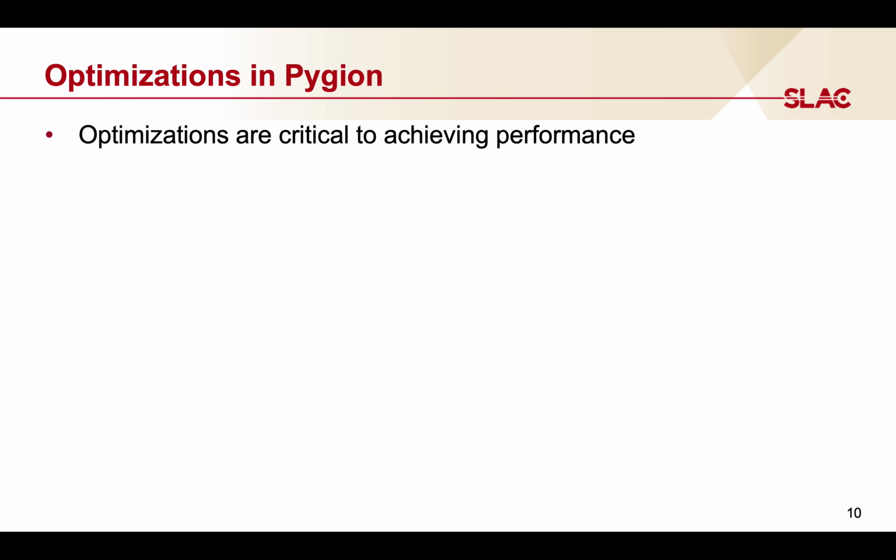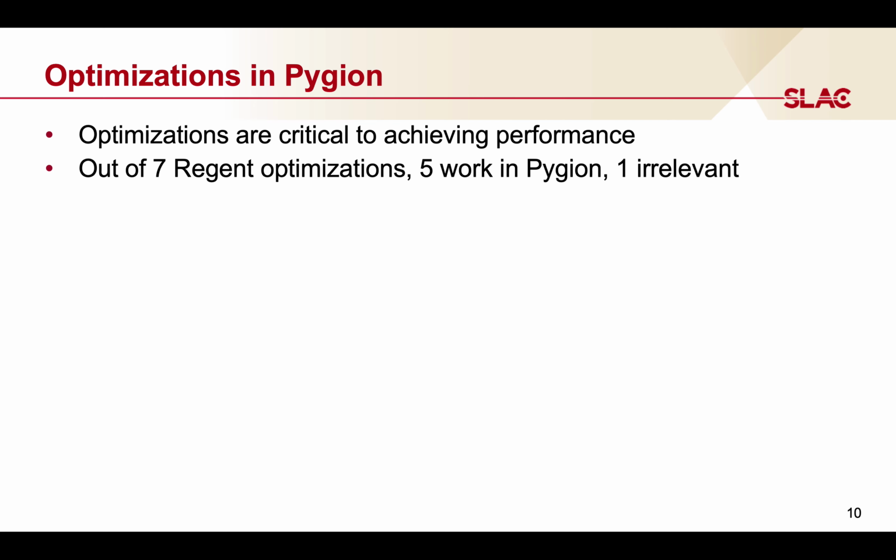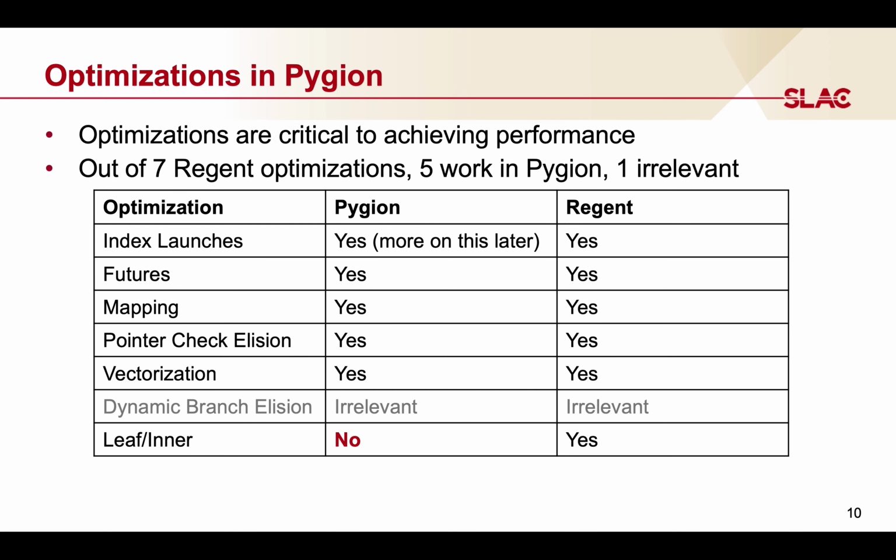And the great thing about Pygion is that we have discovered that using dynamic analysis, we can recover most of those optimizations. So out of 7 of the optimizations in the original Regent paper, we were able to implement 5 in Pygion using dynamic analysis. 1 was made irrelevant, and then 1 was not able to be implemented.